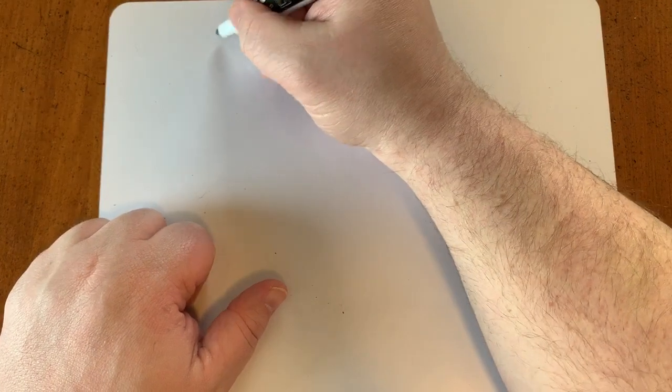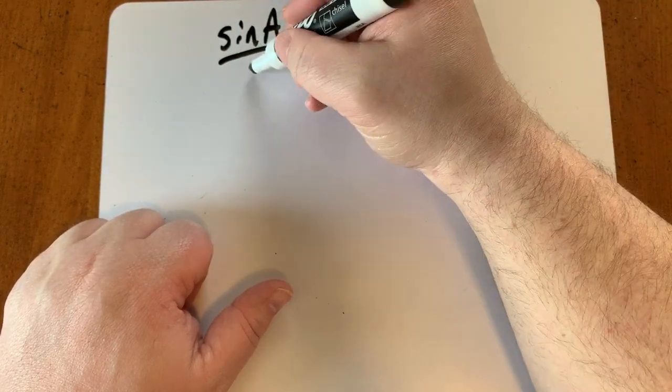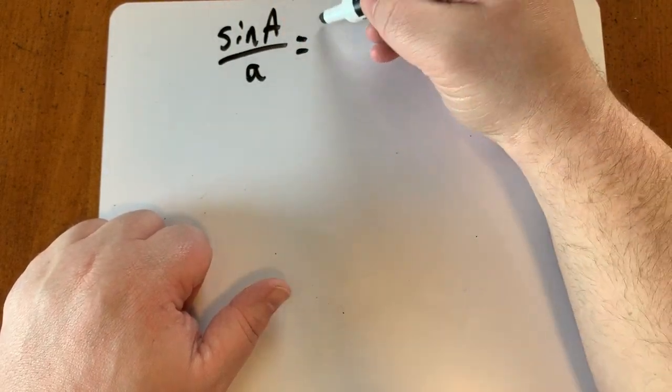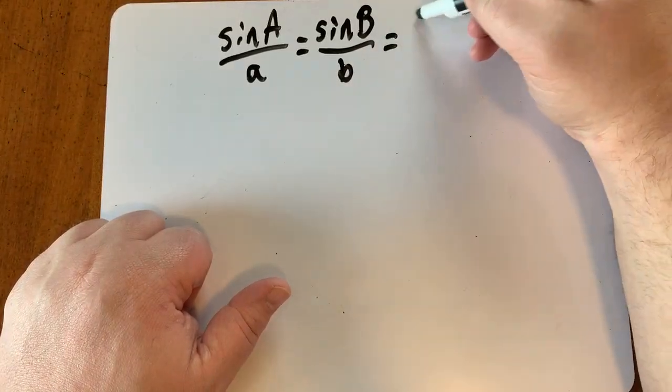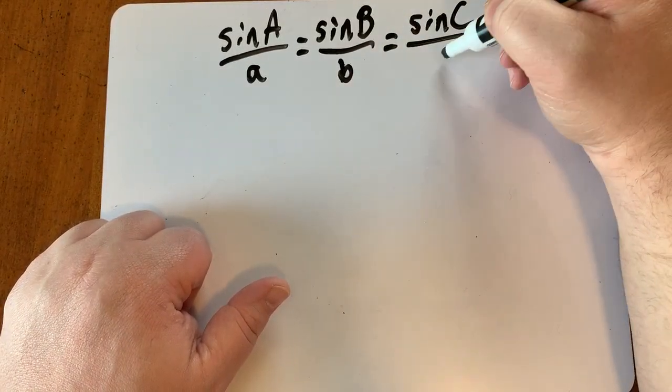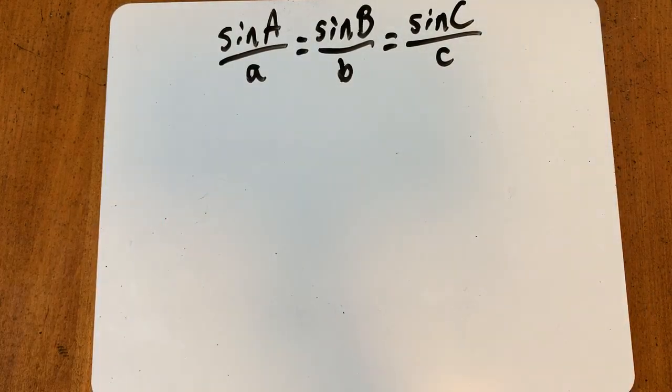All right, so we talked about the law of sines and where it comes from. Now let's talk about how we can use it. So just a refresher, the law of sines: if you have a triangle ABC, the sine of one angle over its opposite side equals the sine of another angle over its opposite side equals the sine of the third angle over its opposite side. And that gives us three equations.